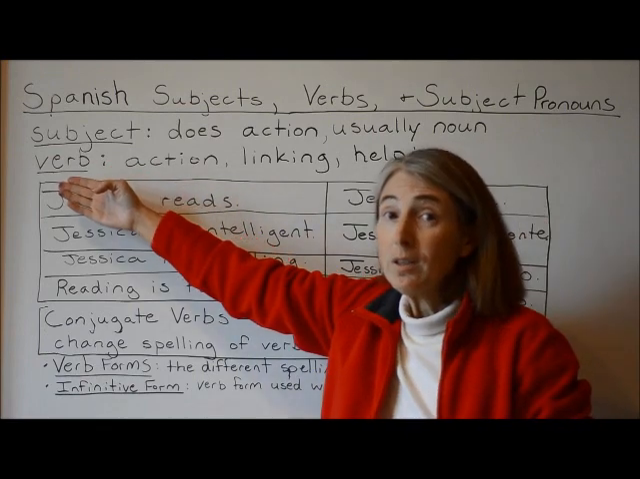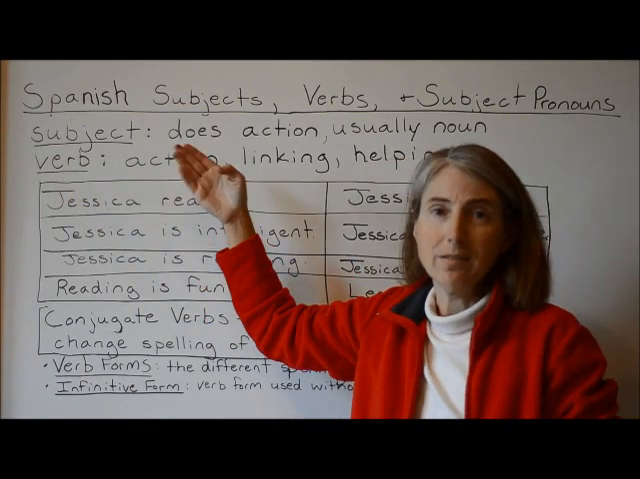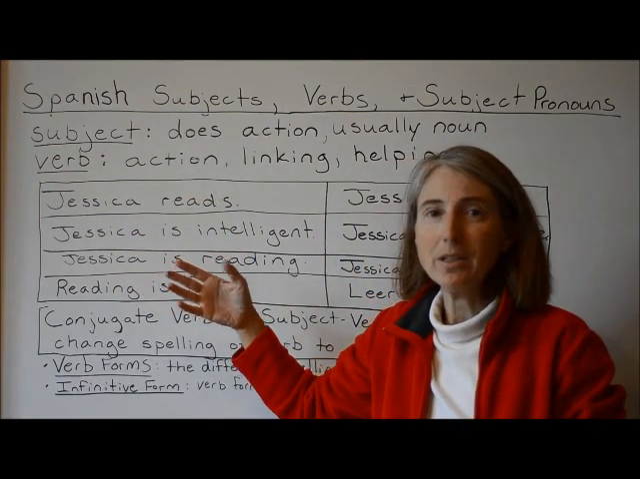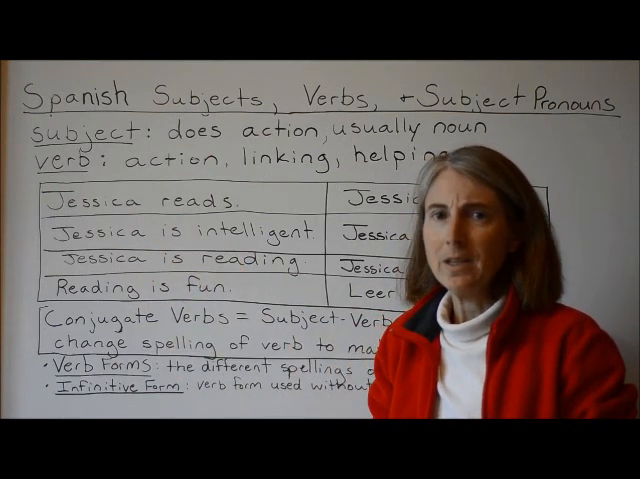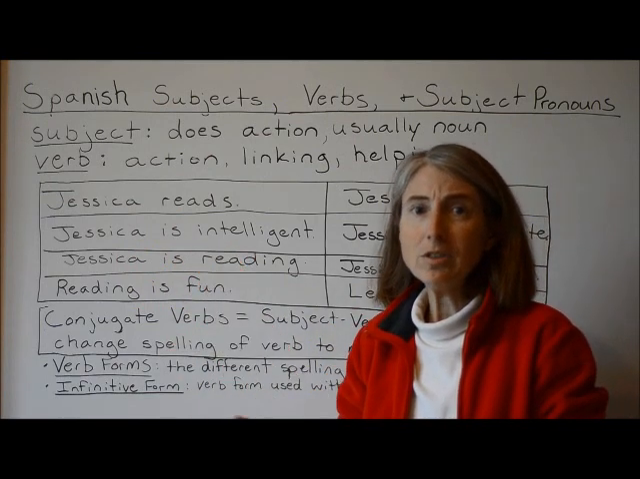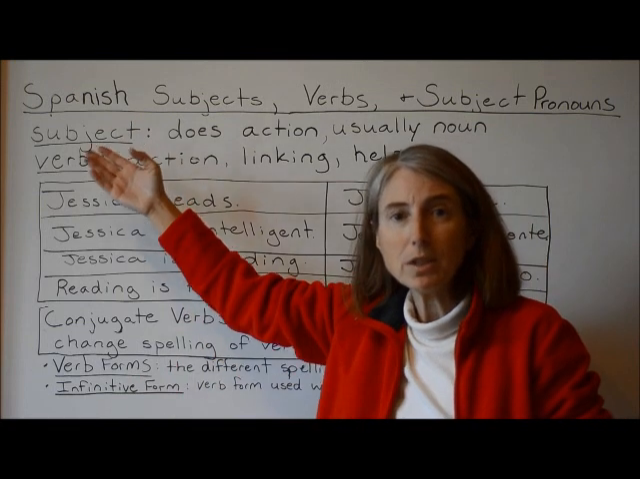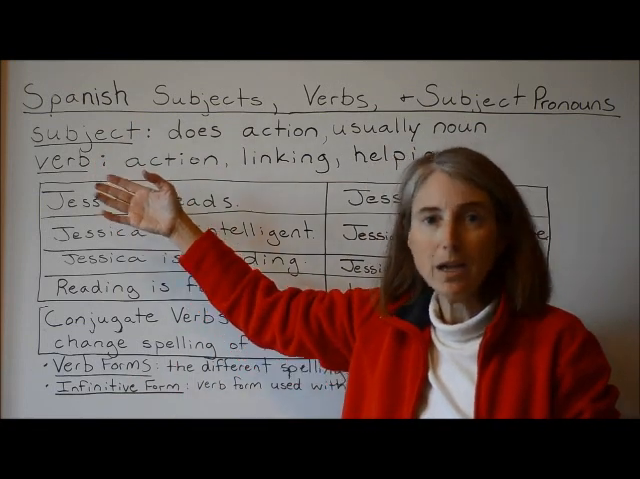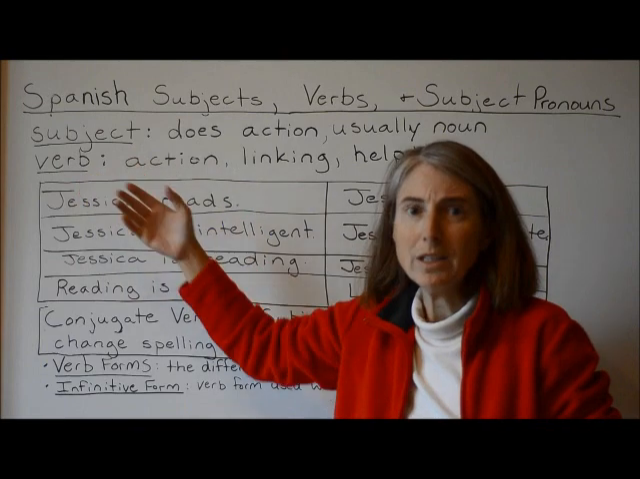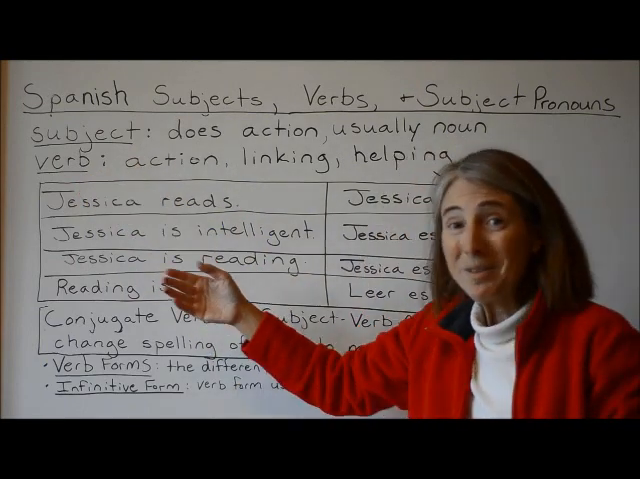A verb is the action. It's the actual action that's happening in a sentence. And in the English language, every complete sentence has to have a subject and a verb. It has to have some action, and it has to have something doing the action. So here are some examples.